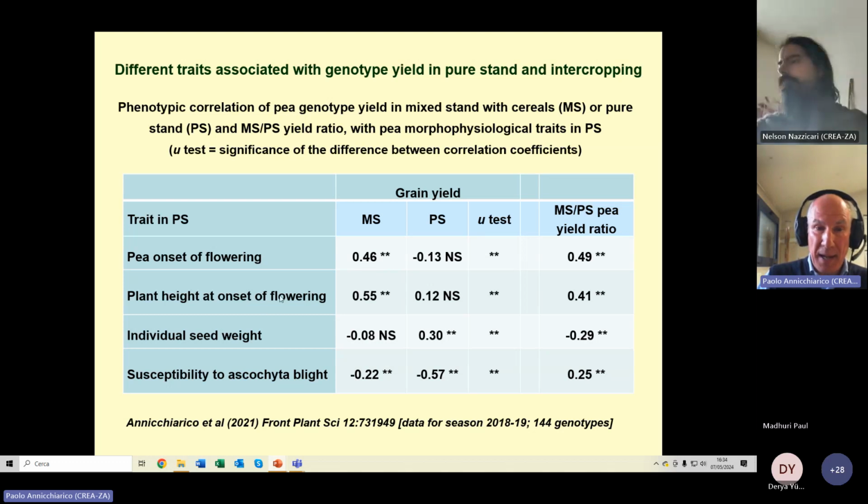Or plant height, as I said, this trait is very important for competition for light. And here, the yield in mixed stand, but not in pure stand, is correlated. While the individual seed weight, for example, is important only in pure stand, and also the susceptibility to Ascochyta blight. This trait is far more important in pure stand than in mixed stand, where we have a dilution of the pathogen, so that really tolerance is more important here. And these results are also confirmed by this mixed stand to pure stand pea yield ratio. This variable refers to having relatively greater yield in mixed stand relative to pure stand, and you see that indeed relatively greater yield in mixed stand is associated to later flowering and taller plants.